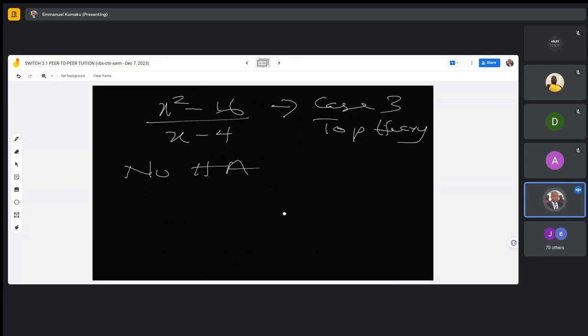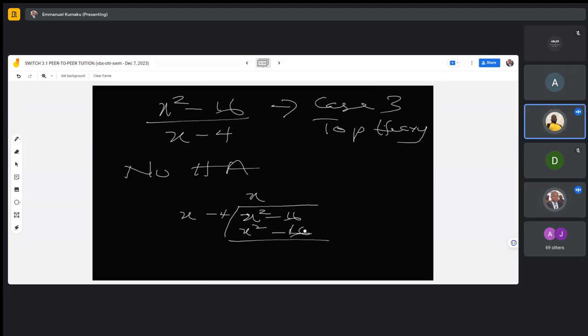So if you're asked to find the oblique asymptote, then we use long division. x squared minus 16 divided by x minus 4. This goes here: x times x gives us x squared, x times minus 4 gives us minus 4x. Then perform the first subtraction. This goes off. Minus 4x.